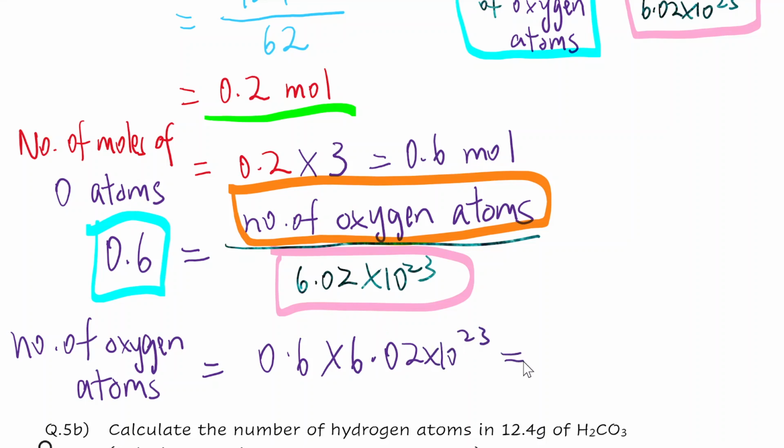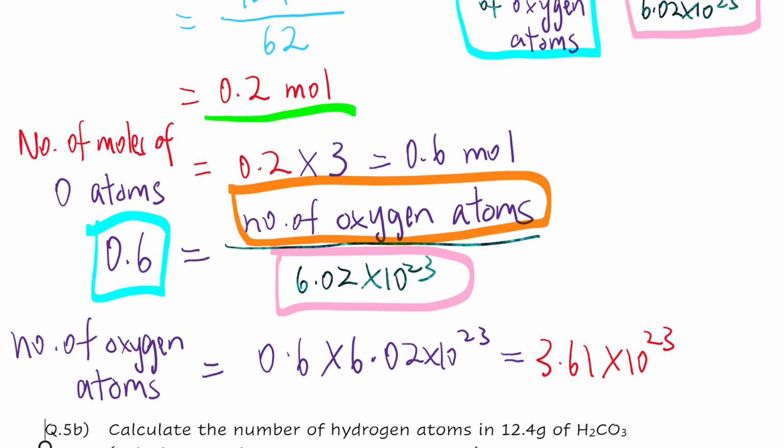Then you can take out your calculator and you'll get the answer. Again, you can leave it as three significant figures. So you will get 3.61 times 10 to the power 23. Okay, are there any units? Yeah, you can just add the word atoms to it, oxygen atoms. That would be the unit for this. But as I said, it's not necessary. It's just if you're interested, then you can add it. But technically speaking, this is already enough.